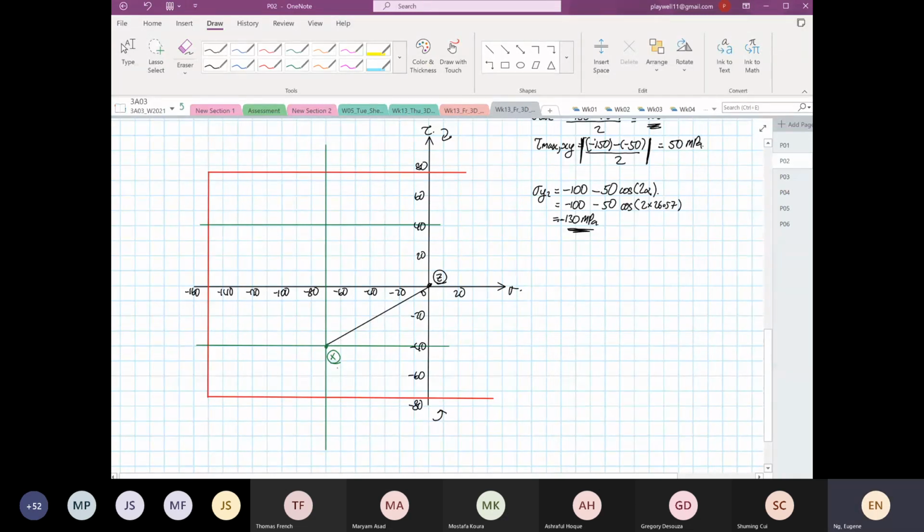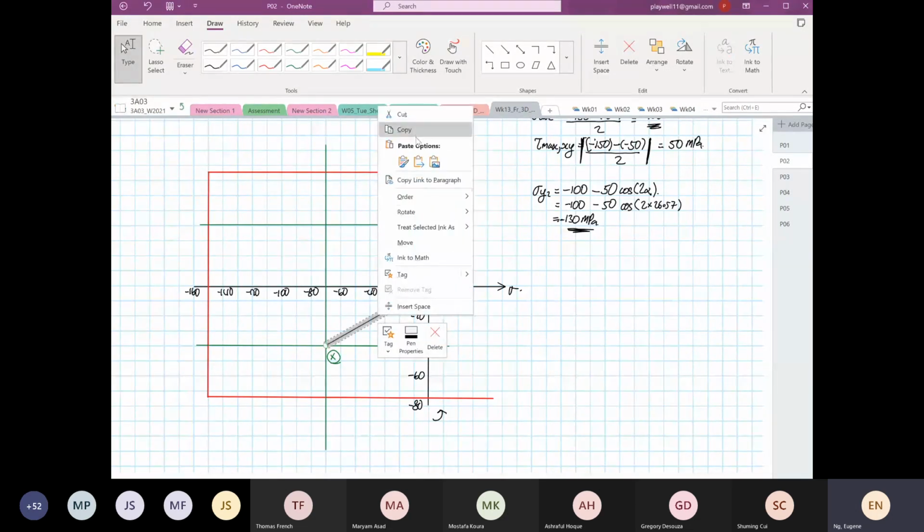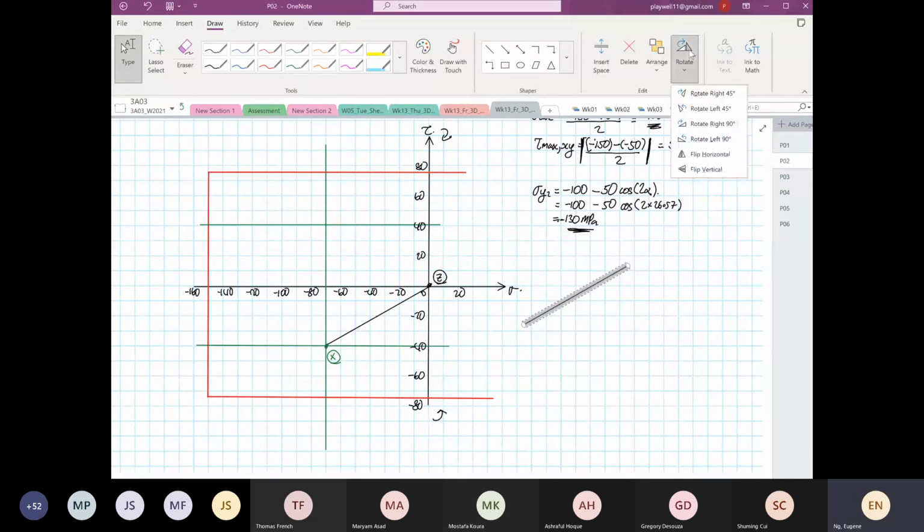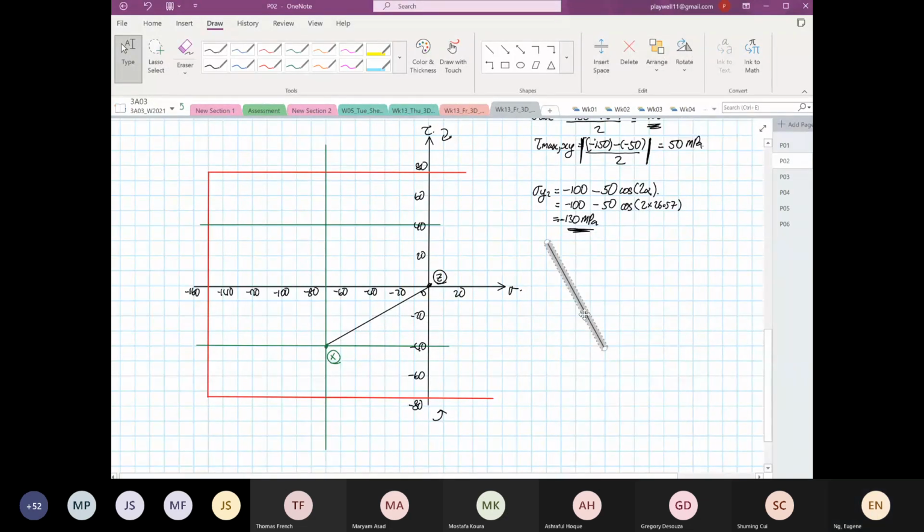It's a possible value, right? Then we draw another circle. From here we apply the rules of the circle, so copy and then paste. Then I rotate this by 90 degrees. All right, so this is another possibility, right?